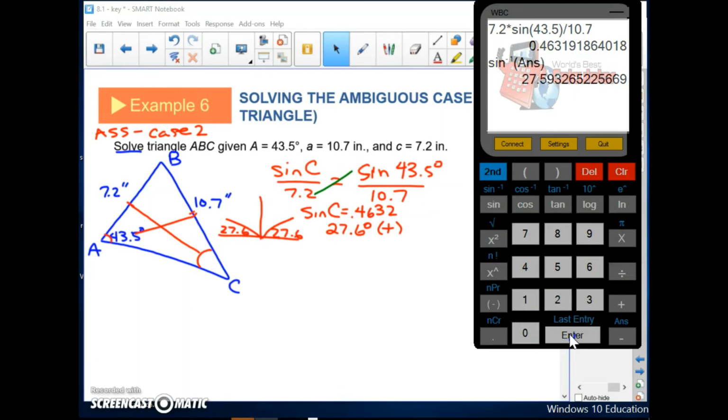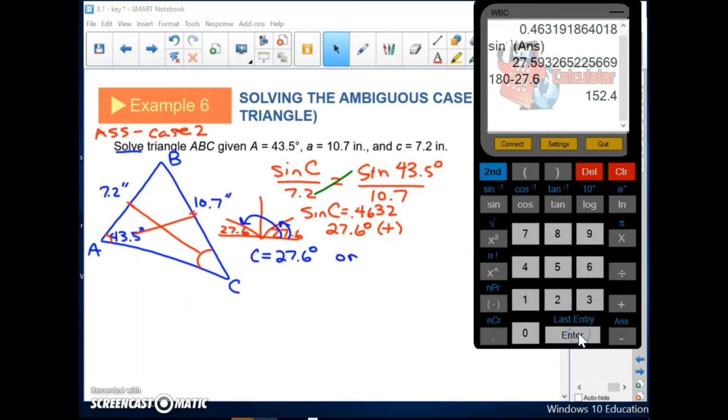That leads me to two different angles, two different answers to that equation. The first one is just 27.6: C equals 27.6 degrees. The second one is 180 minus 27.6, which is 152.4: C equals 152.4. That equation, that red equation up above, has two different answers, 27.6 or 152.4. Now, hopefully, you get suspicious because this second one is so big. 152 is a pretty big angle to put inside of a triangle, okay?